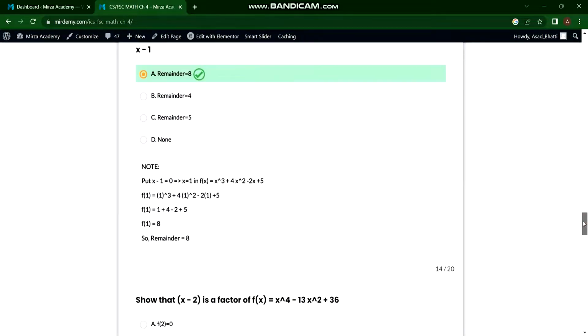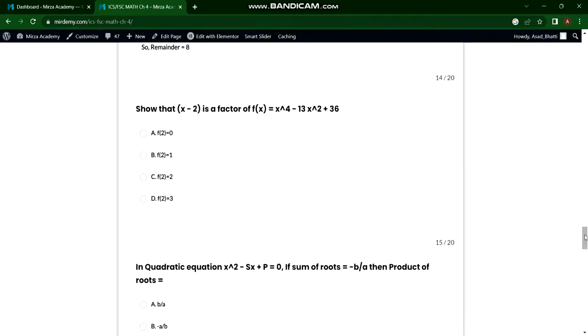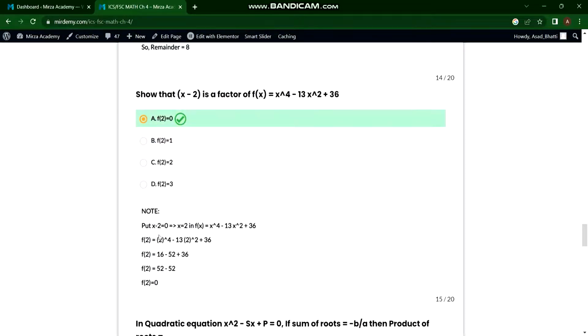So here I am going to move to the next MCQ. Show that x minus 2 is a factor of f of x is equal to x raised to power 4 minus 13x raised to power 2 plus 36. Here the first option is correct, because if you put x minus 2 is equal to 0 in the f of x function, the x value is replaced by 2. By solving that, we get f of 2 is equal to 0. Must remember that if f of a is equal to 0, this is the factor theorem. So A option is correct.